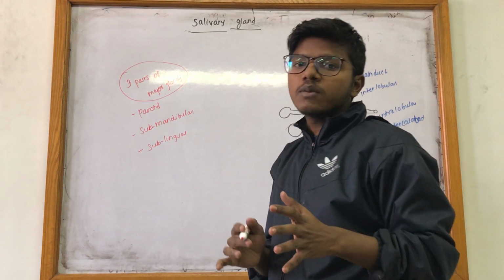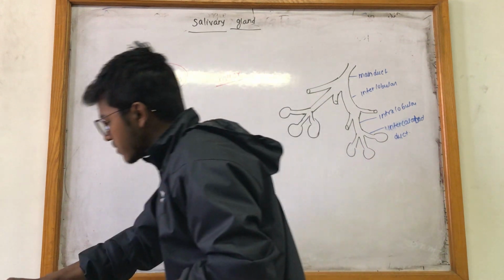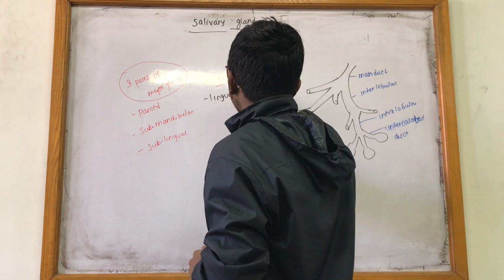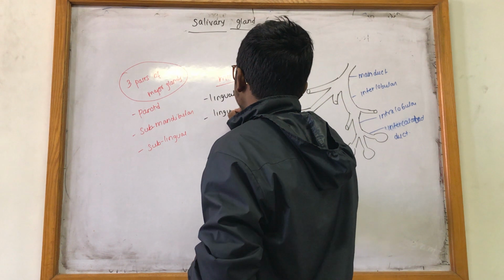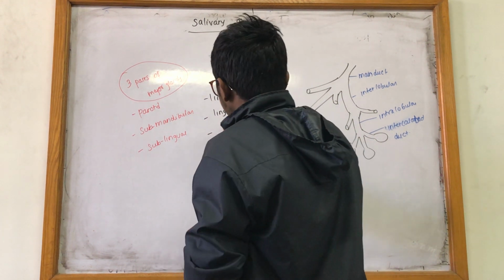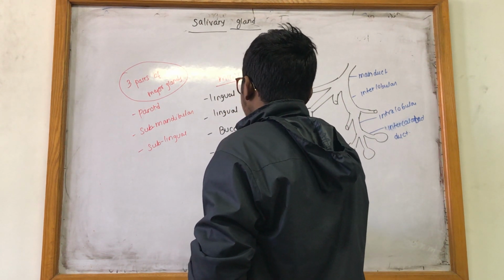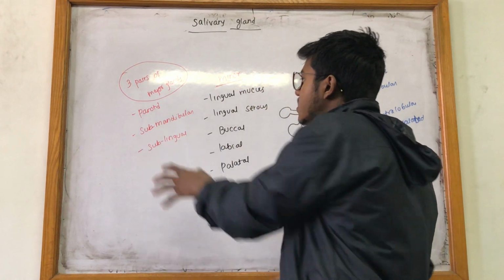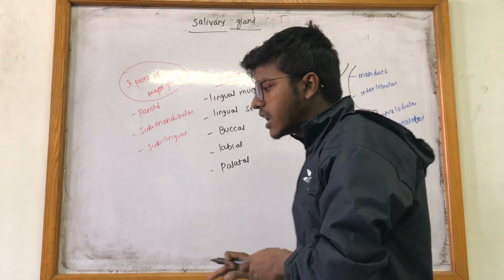There are also some minor salivary glands. The minor salivary glands are the lingual mucus salivary glands, lingual serous salivary glands, then buccal salivary glands, labial salivary glands, and palatal salivary glands. So these three are the major salivary glands and these are the minor salivary glands.